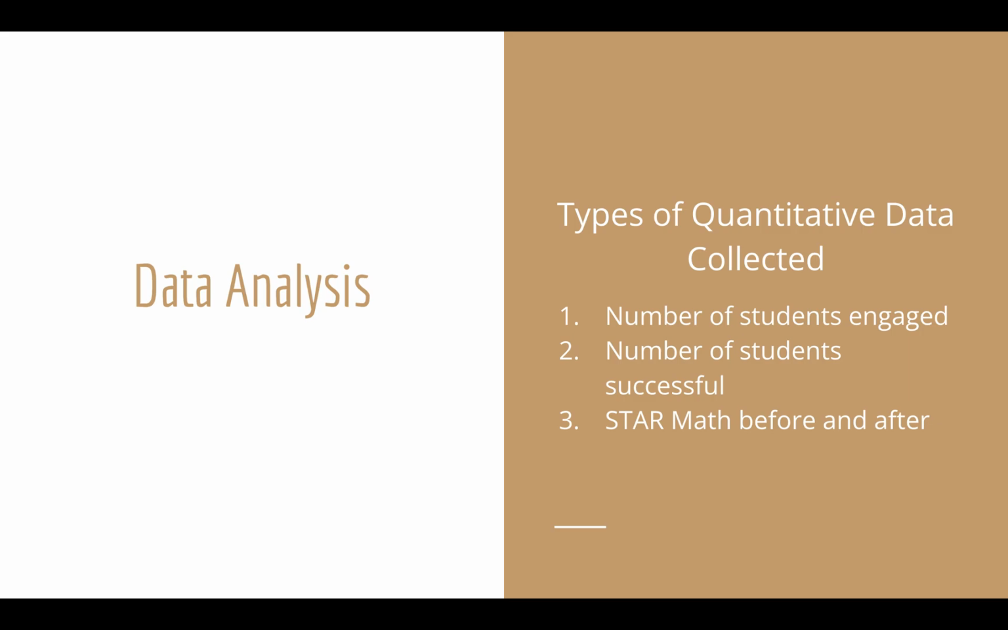When I analyzed my data, the types of data I used were quantitative data. They all had to do with numbers. During each week of the first 3 weeks, I monitored my student engagement, so how many kids were playing the games, and when they were playing, how many students were engaged. And then when they finished, I took notes of how many students were successful. For the STAR Math, we took it before to give me a starting point, and then we took it after to see the growth.